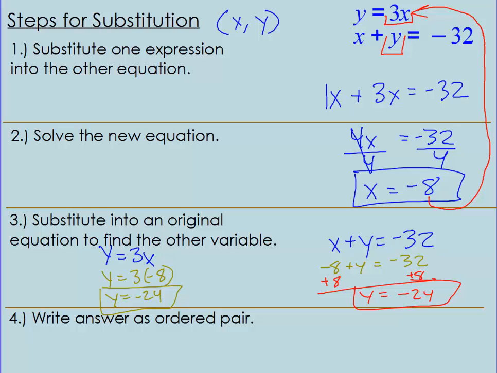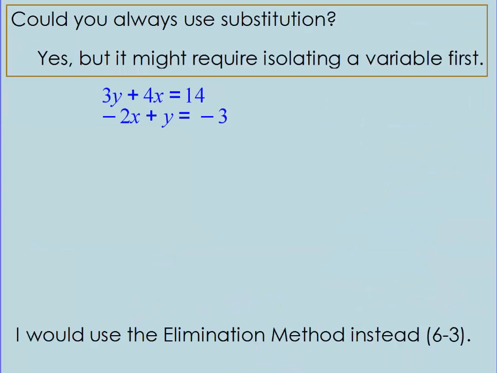Now that you've got your x and your y, you write it as an ordered pair. You don't want to leave it like this. Write it as an ordered pair in the format x first, so negative 8, and then y second, negative 24. That is the answer. So that's how you do that.